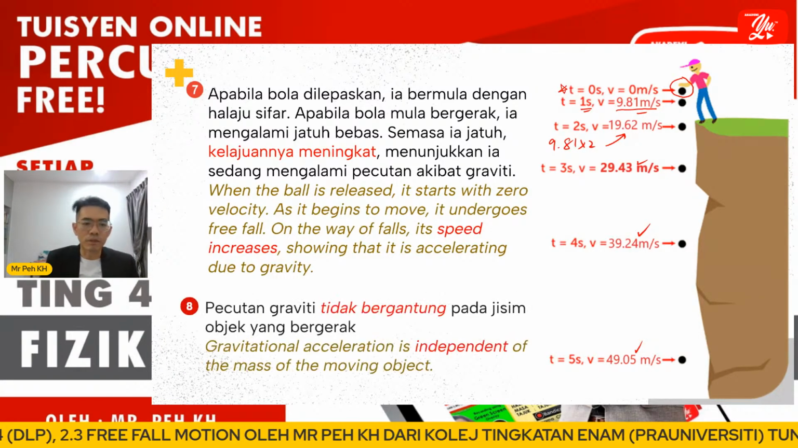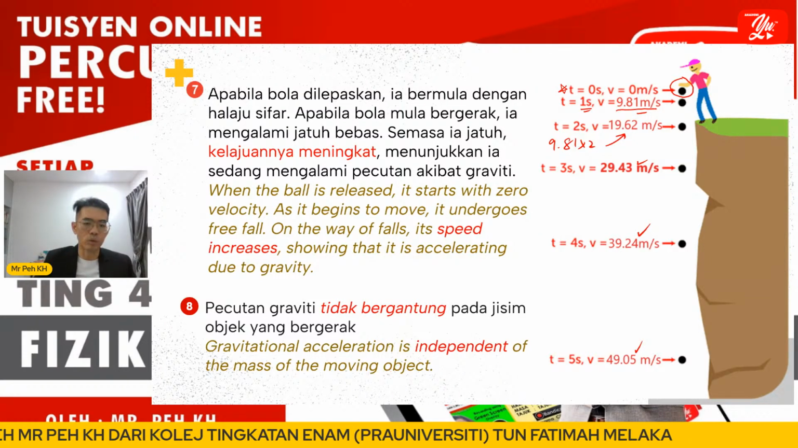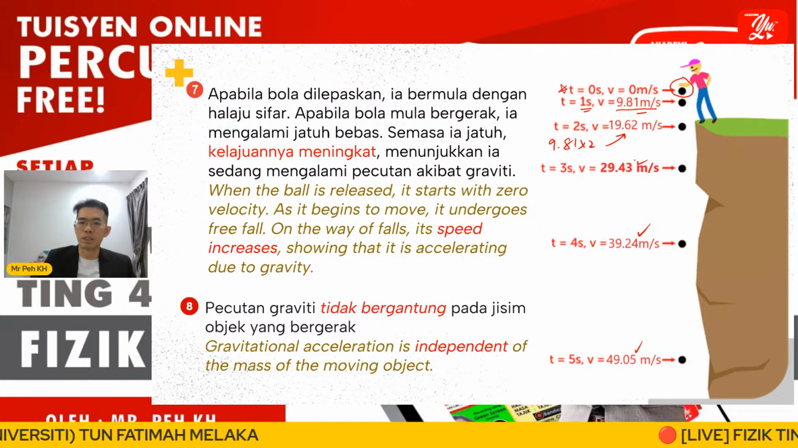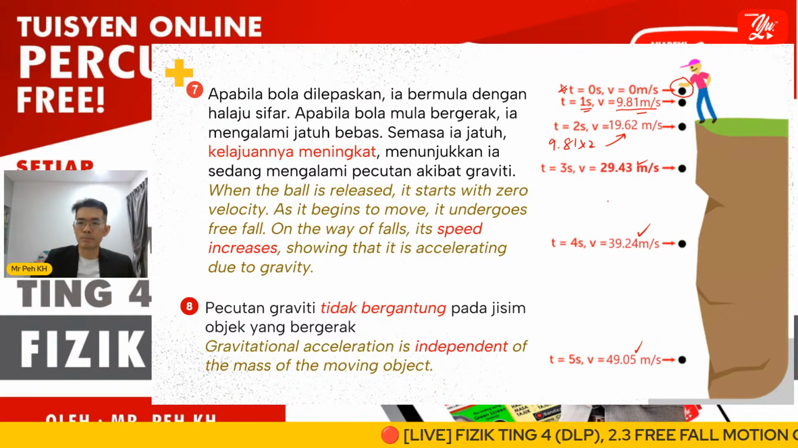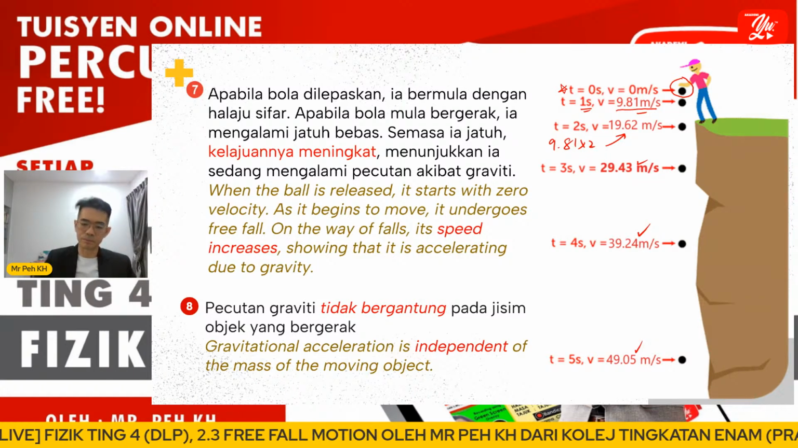Gravitational acceleration is independent of the mass of the moving object. That means that if you use a heavier object or a lighter object, the speed will increase by the same value, which is 9.81 meters per second for every second.